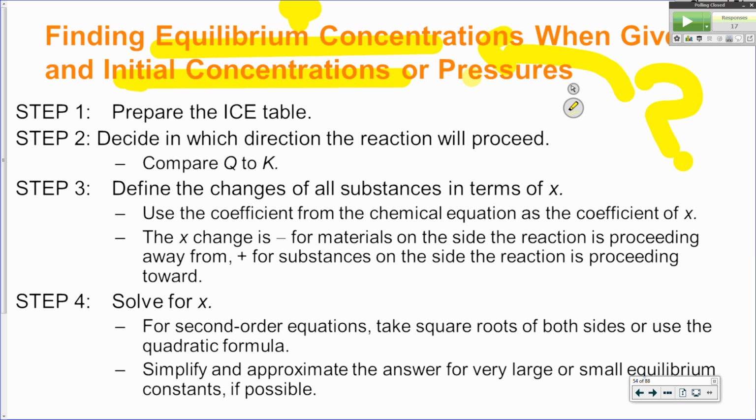So here's kind of our process. We're going to set up an ICE table to figure out what we know. Then we're going to figure out which way the reaction is going to go, forward or reverse.